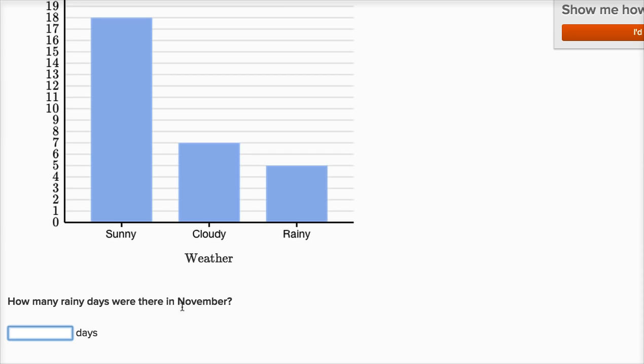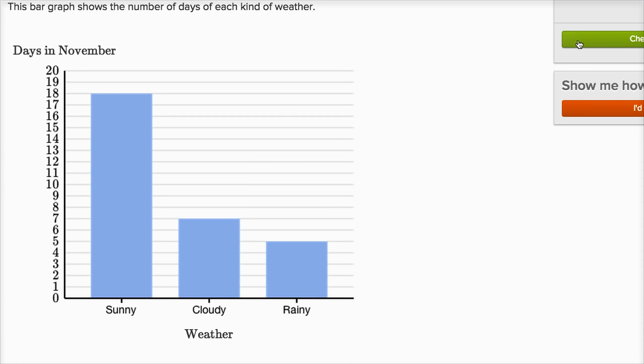How many rainy days were there in November? Well, I just said it. Look at the rainy category. This bar graph shows us it goes all the way up to 5. There were 5 rainy days in November. We got it right.